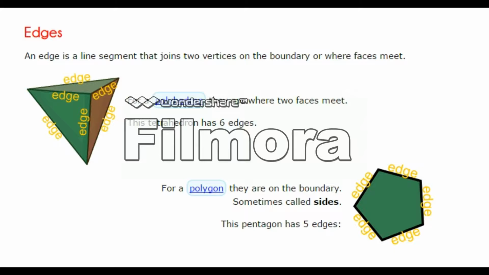And it's also called a side. The polyhedron is made out of this because edges are creating polygons, which create the 3D object that is the polyhedron.